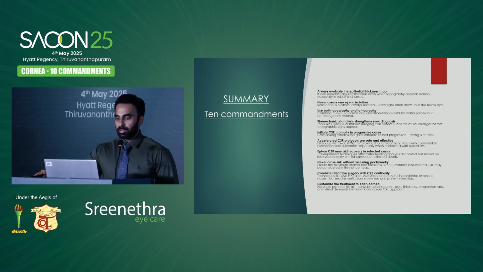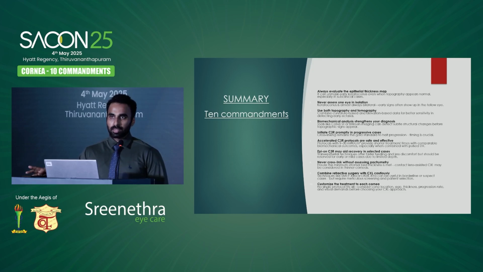Initiate C3R promptly in progressive cases. Here I take a little bit of a different stance. When I see keratoconus, I do tend to do C3R earlier, because we generally do epi-on C3R, which has no downsides. In epi-off C3R, because of the risk of haze or scarring or uncontrolled flattening, you might want to think twice. But if you're doing epi-on, if you see keratoconus, it doesn't hurt at all to do a C3R immediately. Accelerated C3R protocols are quite safe and effective, including epi-on protocols. Epi-on C3R may aid in better recovery. It has lesser scarring, lesser flattening effect, and generally those corneas are visually much better than epi-off C3R.